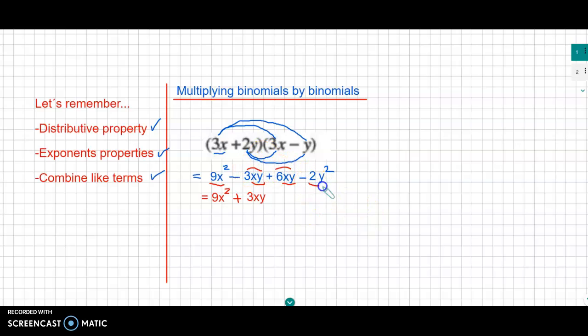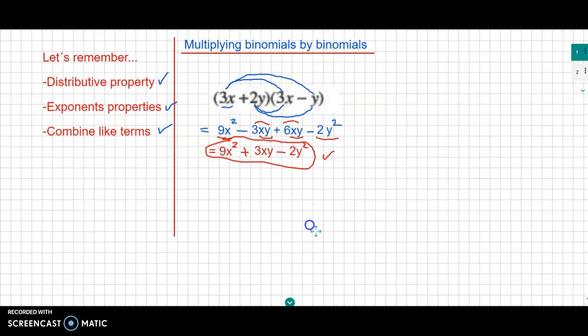And finally, minus 2y squared. We keep the same term because it doesn't have any partner to be added or subtracted. So we have minus 2y squared. We cannot simplify this anymore. This is our final expression, guys, our final answer: 9x squared plus 3xy minus 2y squared. All right, very good, guys.